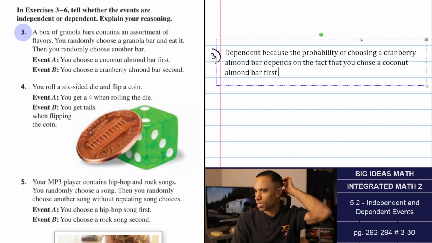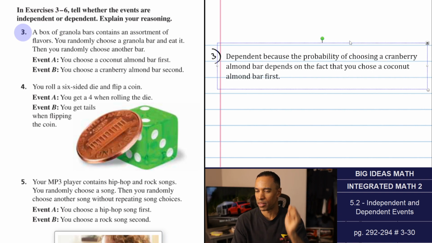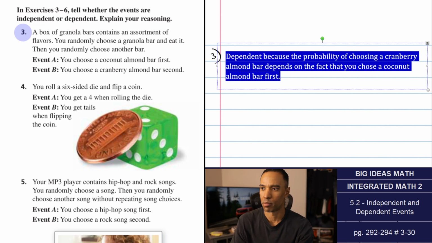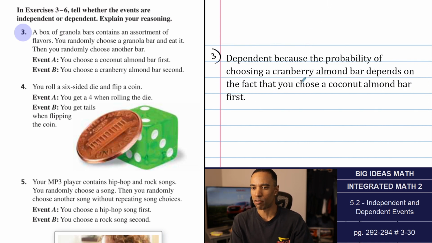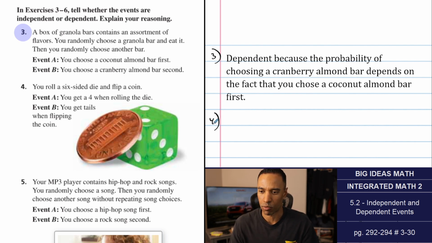Right? Because then it's one less coconut almond bar in the set. I can probably do that bigger. There we go. If I don't select that spacing first beforehand, then it doesn't space itself out right. The second time that I do this, it'll space itself out right. But that should be number 3 when it comes to that. Okay, number 4.